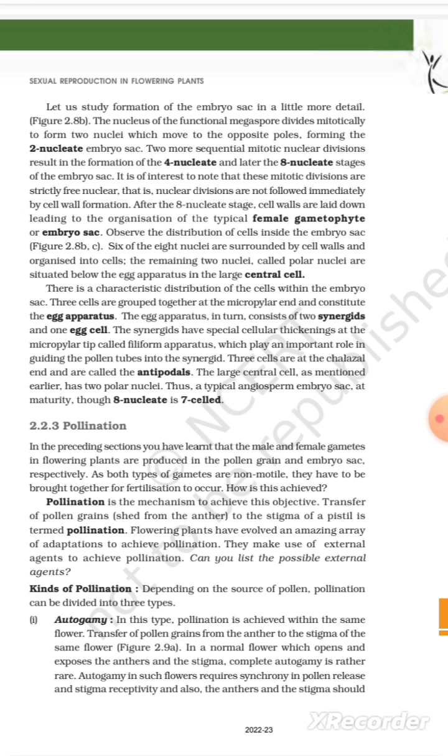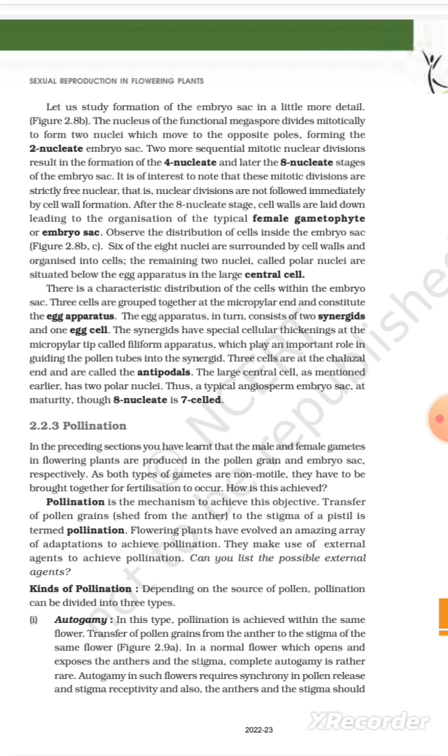In the preceding section, you have learned that the male and female gametes in flowering plants are produced in the pollen grain and embryo sac respectively. As both types of gametes are non-motile, they have to be brought together for fertilization to occur. How is this achieved? Pollination is the mechanism to achieve this objective.